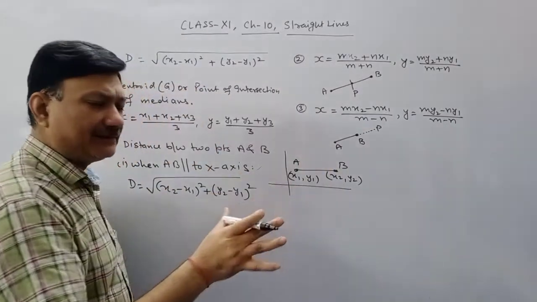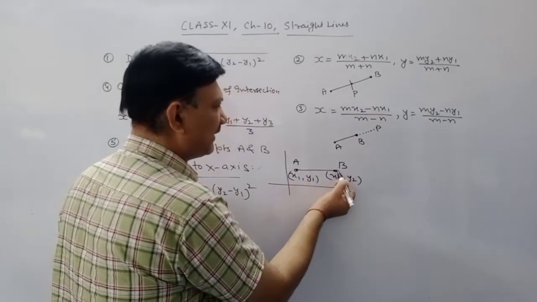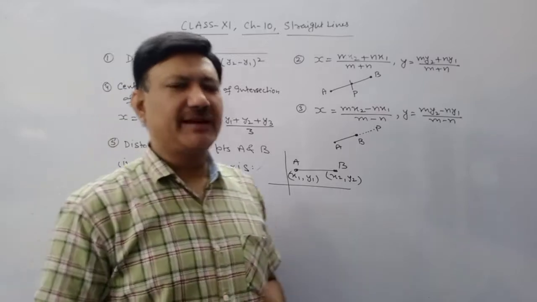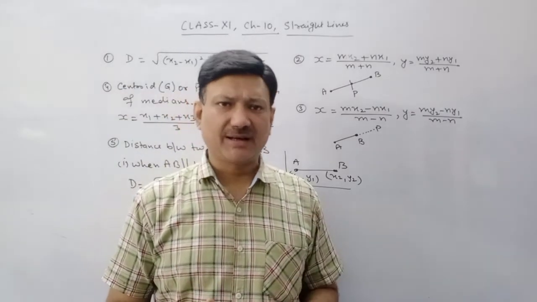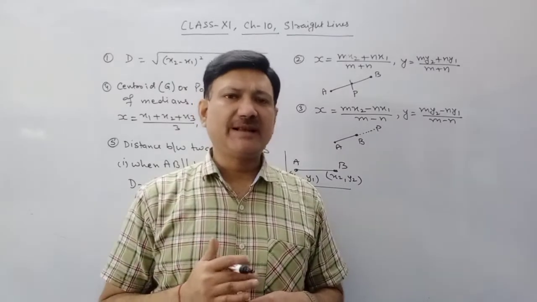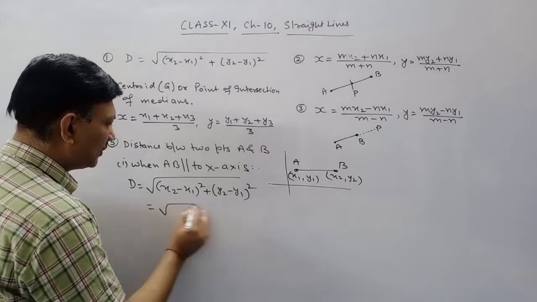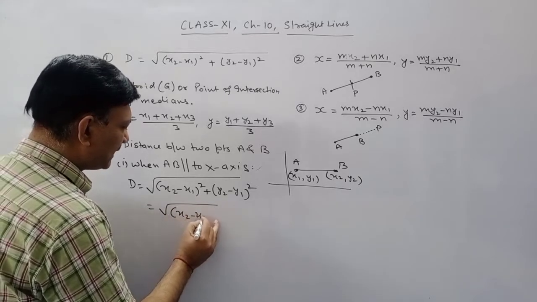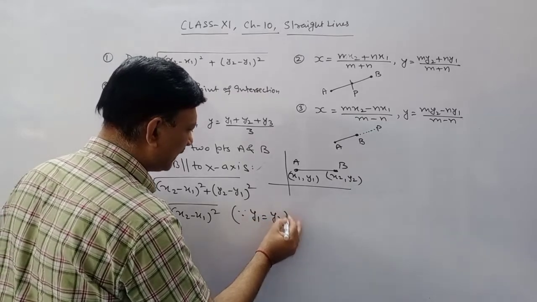But when the line AB is parallel to x-axis, it means y1 and y2 are same. Why y1 and y2 are same? As per the definition of the parallel lines, the distance between them remains always same, so it will become root of x2 minus x1 whole square, because y1 is equal to y2.